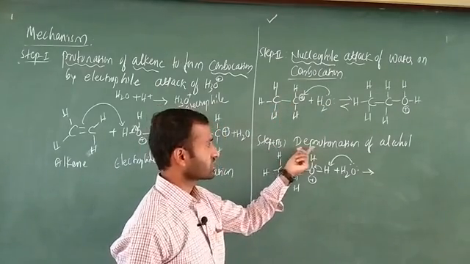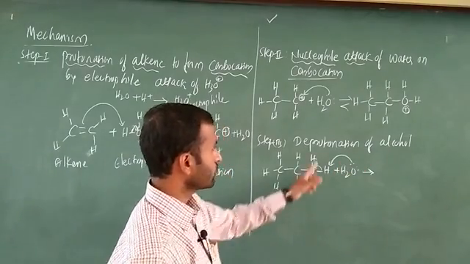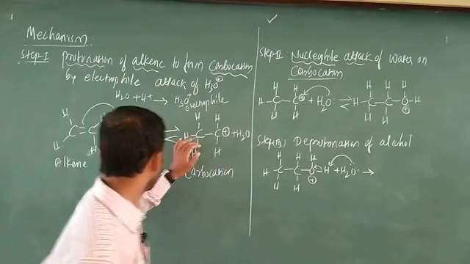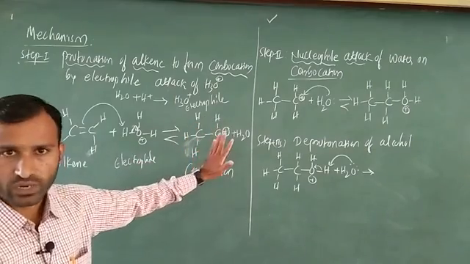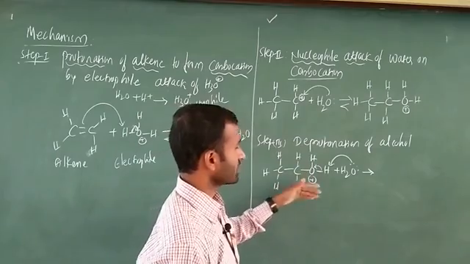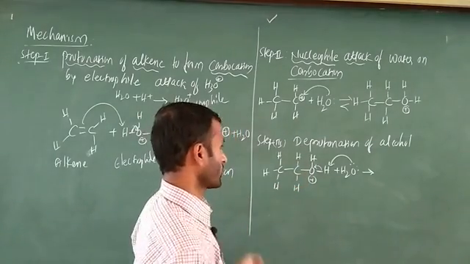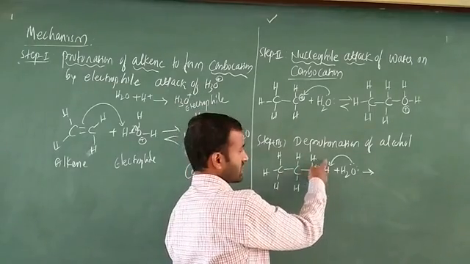Next, step 3 is deprotonation of the alcohol. Protonation means addition of H plus. Here, how many hydrogens are there? 1, 2, 3, 4. But in total there are 5 hydrogens, which indicates protonation. Now deprotonation means removal of H plus. Here there are 7 hydrogens in total.